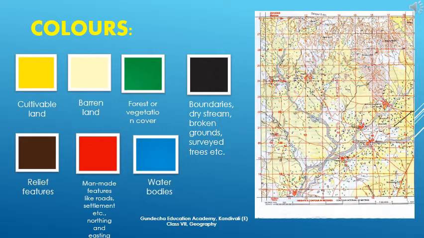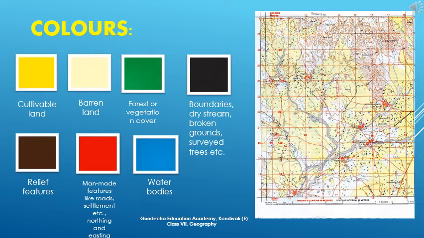Then brown color represents relief features and red color represents man-made features like all kinds of roads, settlements, northings and eastings. Last one is blue color, which represents all kinds of water bodies like river, well, springs and many more.